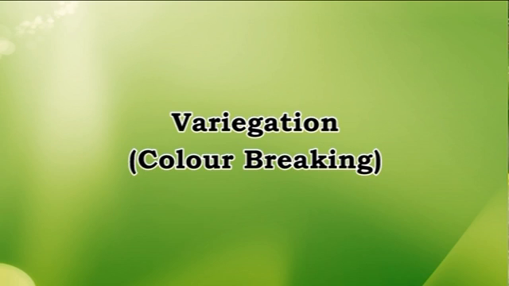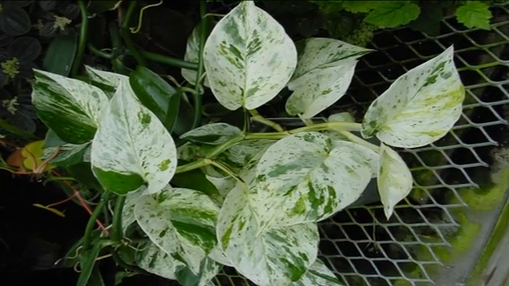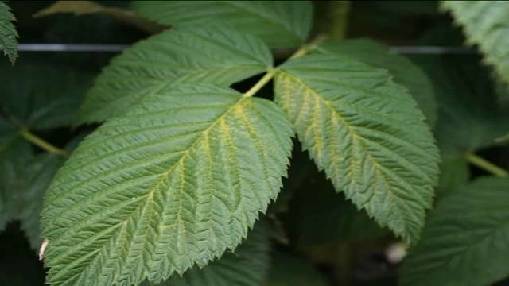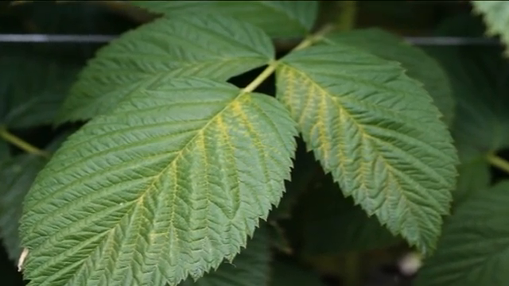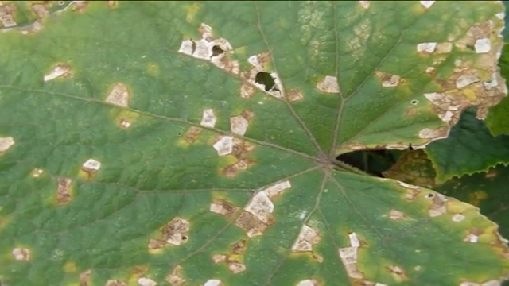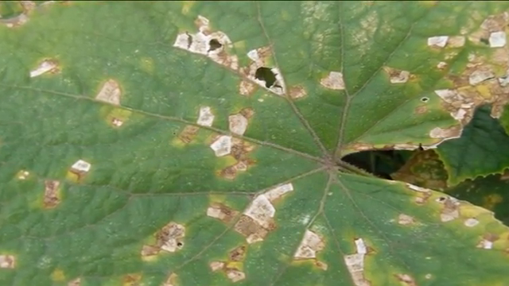Variegation, which is also called color breaking. Decoloration in patches on the leaves occurs. Sharpness of boundaries can be seen. Distribution and discoloration of lamina can be observed. Under variegation, we can see mosaic, line pattern and mottling.